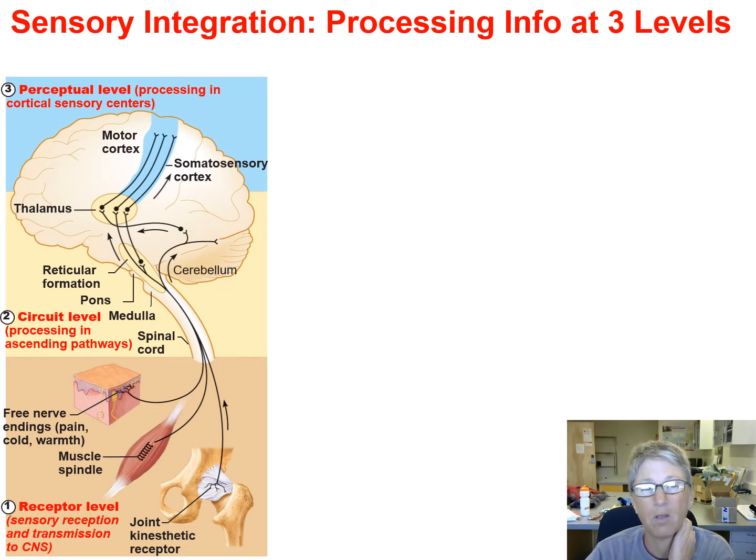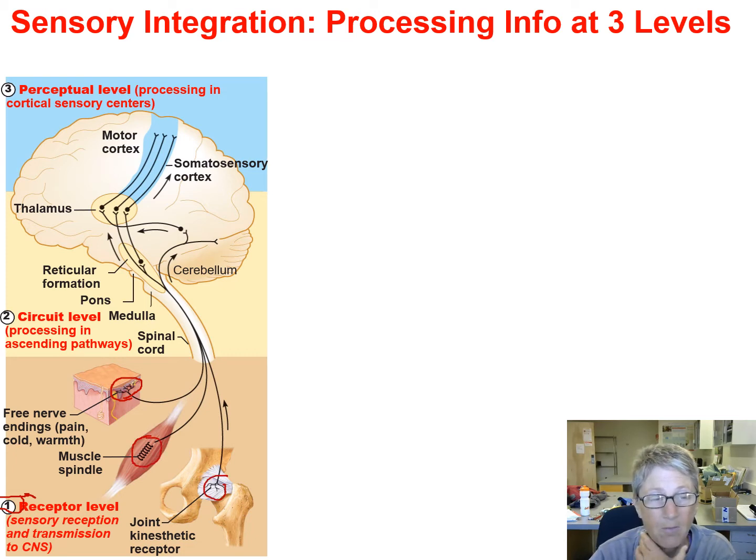So now we're going to look at something new, sensory integration. This is processing information at 3 levels. If we come over here at the bottom, you can process information at the receptor level. That's sensory reception and transmission to the central nervous system. These would be examples of receptors. These could be free nerve endings in the skin for pain, warmth, or cold. The receptors could be in your muscle spindles or in your joints.